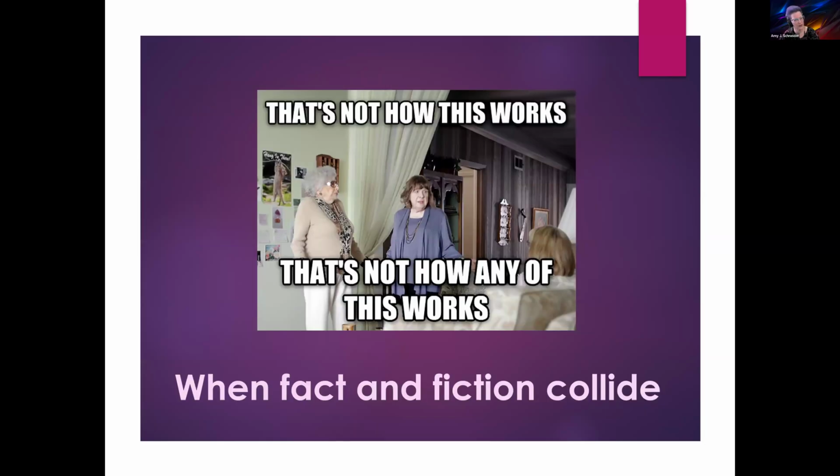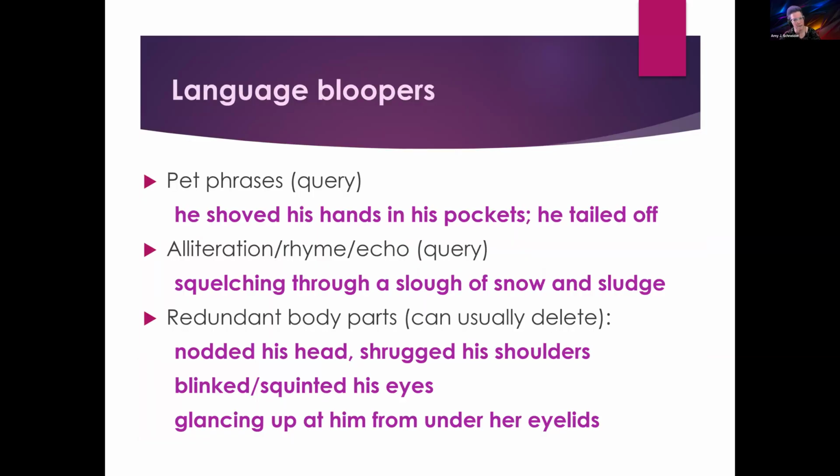We're also going to do some fact versus fiction checking because sometimes they collide with each other. We have bloopers such as pet phrases that appear a lot and start to really bang around in your mind. You want to call those out because authors have their little pet things that they like to do and they don't know they're doing it. Watch for alliteration or rhyming, which may not be intentional. Be aware of redundant body parts. What else are you going to nod but your head? You can't shrug your elbow. Watch out for smothered verbs like "made a decision" versus just "decided." You don't need all those words in there, just use the verb.